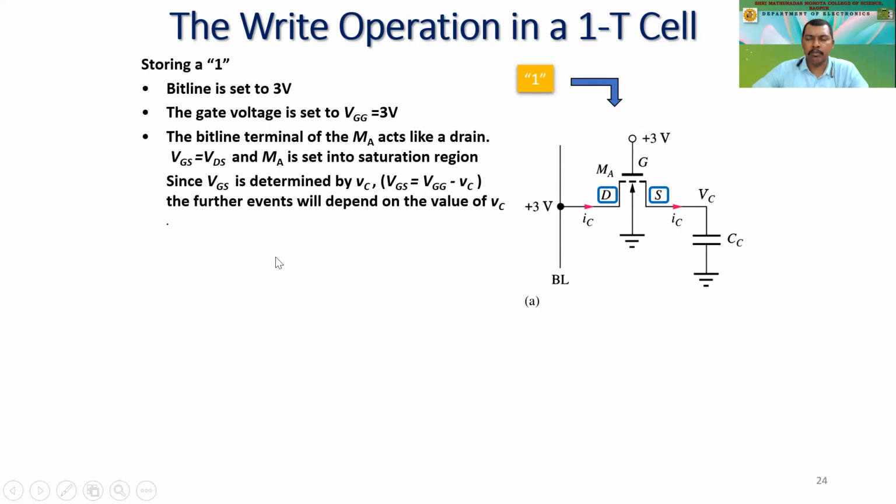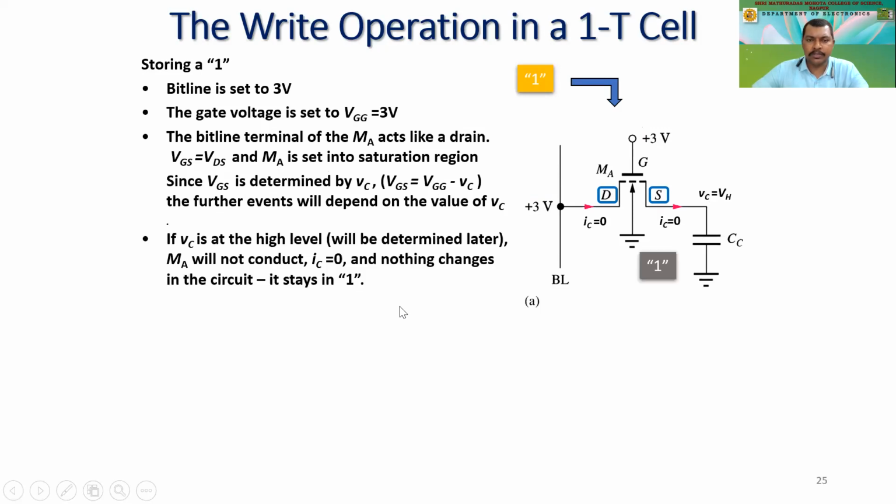Since VGS is determined by VC, VGS is equal to VGG minus VC. So across this, we are having this voltage. The further events will depend on VC, that is the voltage across the capacitor. If VC is at high level, that is, it already has a high, then MA will not conduct and IC equal to 0, and nothing changes in the circuit. So it stays at 1. If both the voltages are the same, then this capacitor is not going to charge or discharge. So nothing is going to happen if 1 is already there.